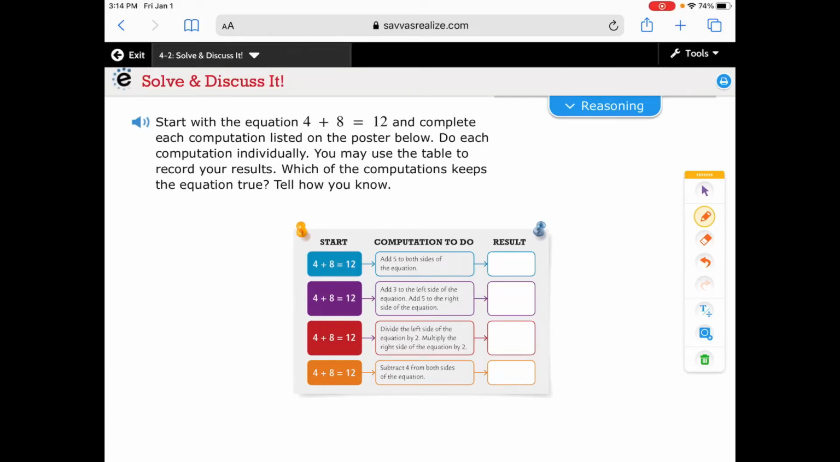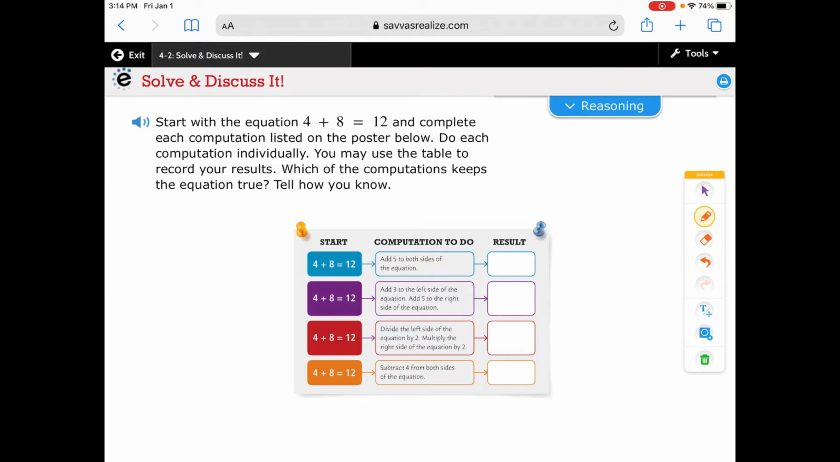All right, everyone, let's turn to page 191 in your book for the solve and discuss it. It says start with the equation 4 plus 8 equals 12 and complete each computation listed on the poster below. Do each computation individually. You may use a table to keep your records for your results. Which of these computations keeps the equation true?